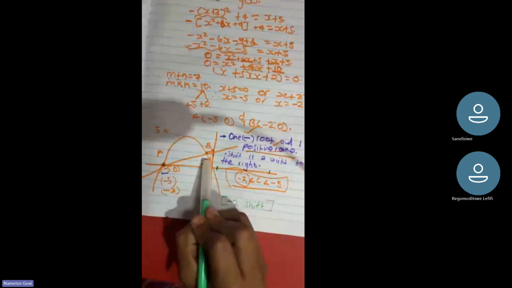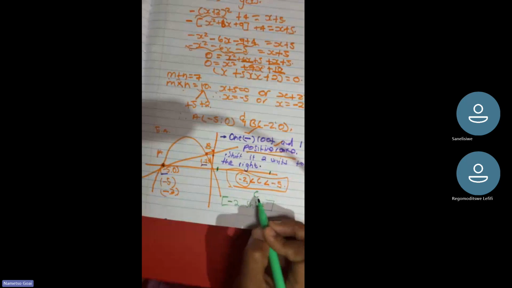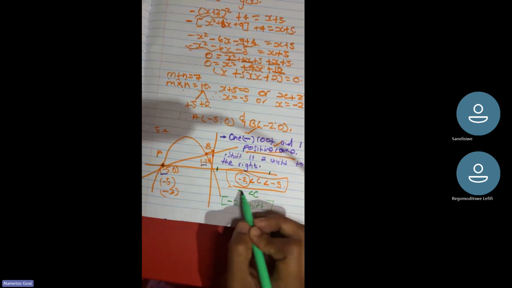So all that we have to do is just shift our graph 2 units to the right. So we have to just state it and say C should be greater than -2, but less than -5. Do you guys get that? Yes. Okay, thank you. Now let's go to the next one.